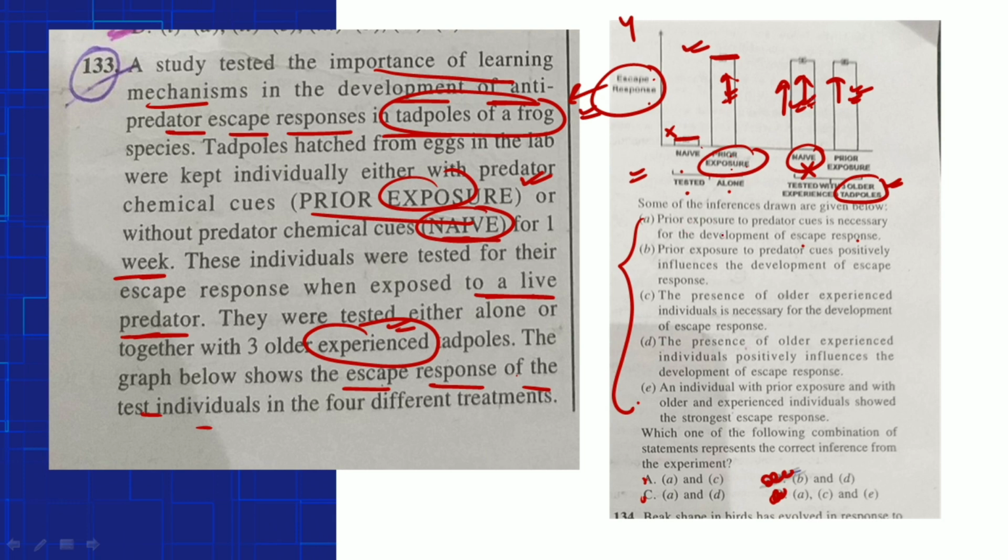The first one is prior exposure to the predator is necessary for the development of the escape response. So let's keep it. This might be a correct option. Second one is prior exposure to the predator positively influences the development of the escape response. Yes, this is a correct statement. Why? You can see prior exposure is leading to a positive result in both of the cases. So B is a correct statement for sure.